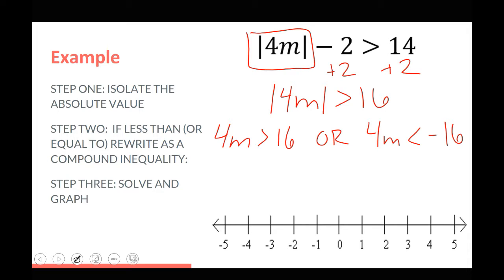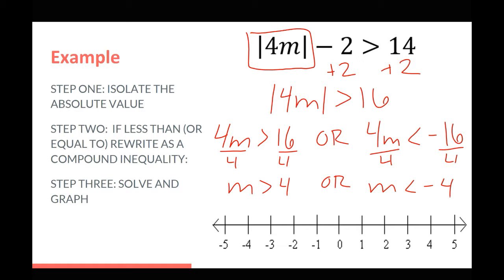All right, then we just divide. We have to solve each of those. So this one, if I divide by 4, I get m is greater than 4. Or, in this case, if I divide by 4, I get m is less than negative 4. So we'll start with this graph. m is greater than 4 would be 4 with an open circle, because I'm not including 4. It's not or equal to, and everything greater than that. Or negative 4, and everything less than that.